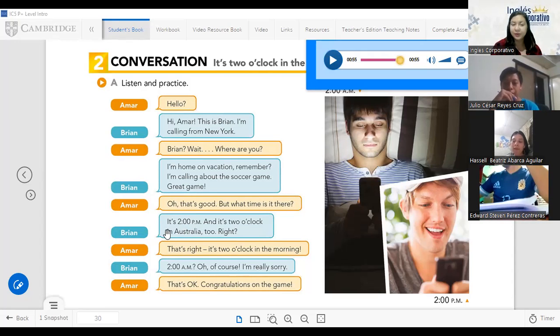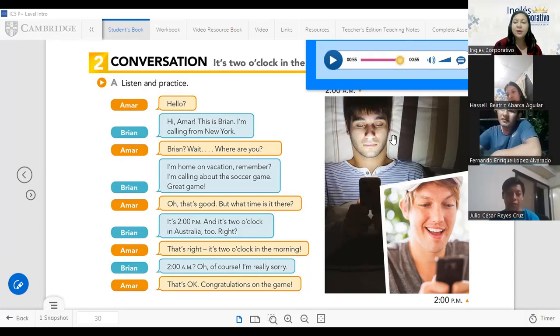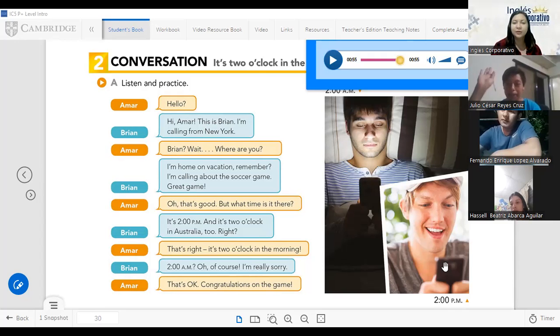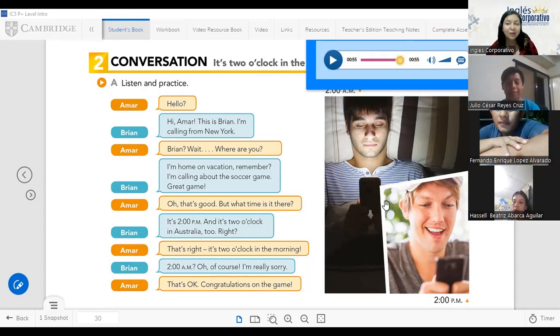Yes, 12 hours difference. Okay, I need two volunteers to say or practice the conversation. Two volunteers. Fernando and Julio. Okay, you start, Fernando. But remember the intonation for the questions, okay, and the expressions. Very good. Start, please.